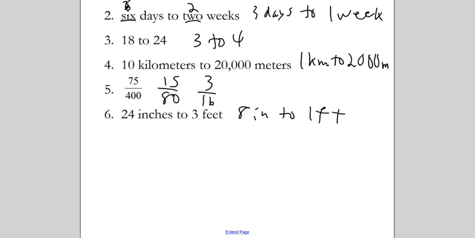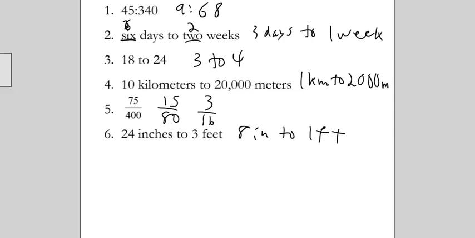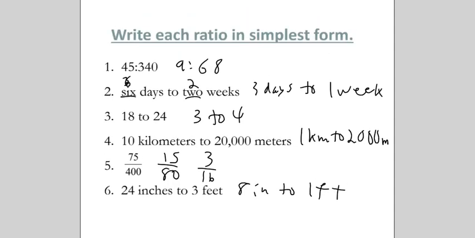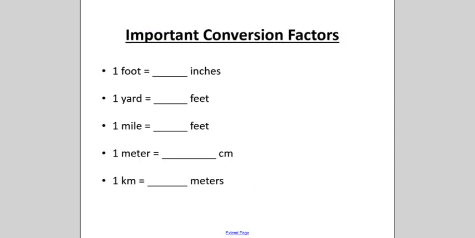So these also show you the 3 different ways that you can write ratios. With a colon, with the word to, or as a fraction. Okay, so some important things you're going to need here. 1 foot is 12 inches. 1 yard is 3 feet. 1 mile is 5,280 feet.